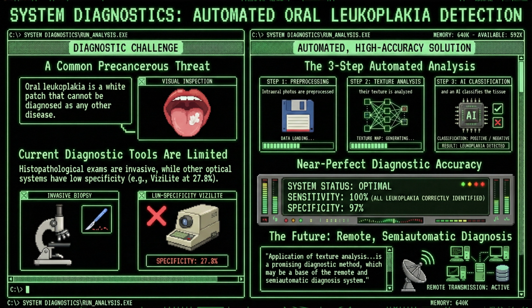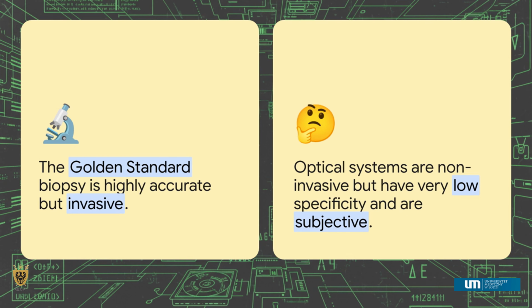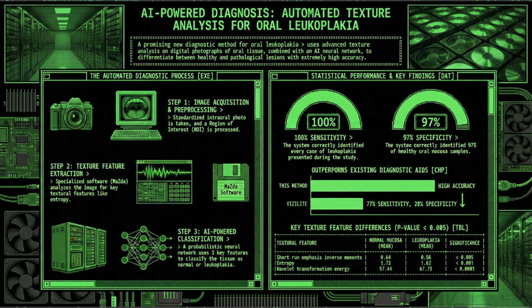And that brings us to the whole reason for this research, the pretty significant limitations of the tools we have right now. To really get the picture, let's look at how things are done today. On one hand, you have the gold standard, which is a biopsy. It works, it's very accurate, but it's an invasive procedure. On the other hand, you have non-invasive optical systems. The problem? They're just not very reliable, and they often come down to a doctor's subjective guess.